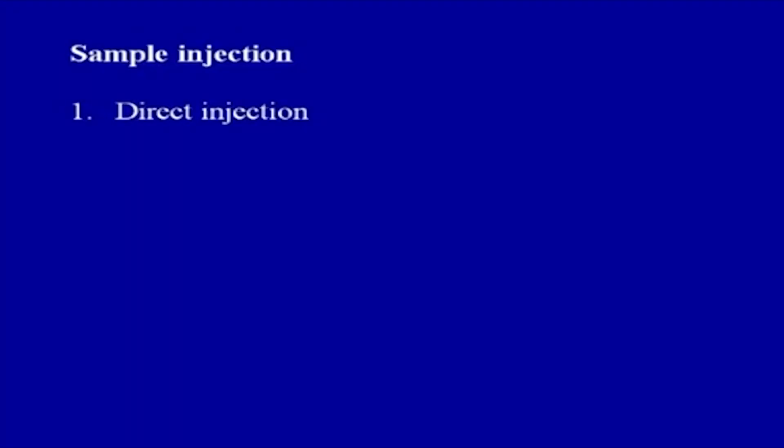So, there are two ways you can do it. One is direct injection. The sample could be directly injected, and it is the standard mode suitable for 95% of packed columns. We will discuss what packed columns are. Then the sample is injected by a hypodermic syringe through a self sealing silicon rubber septum onto a glass liner within a metal block, where it is vaporized and swept into the column.